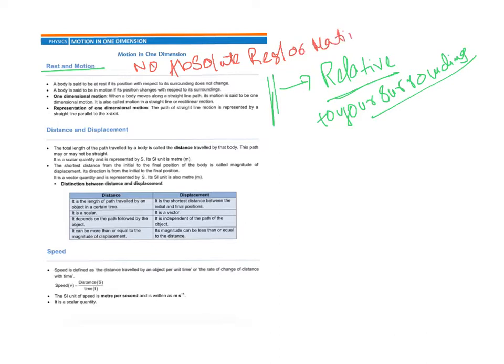Okay, this is very important. Next we are coming to a concept, distance and displacement. Though they almost represent the same physical quantity, that is change of position, there is a subtle difference between distance and displacement.